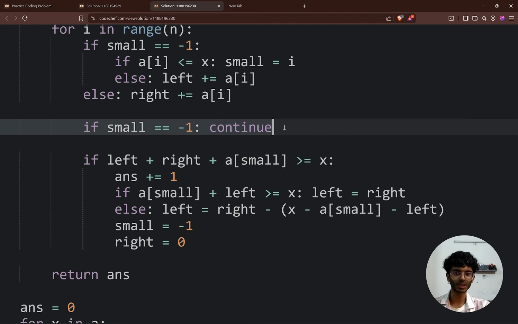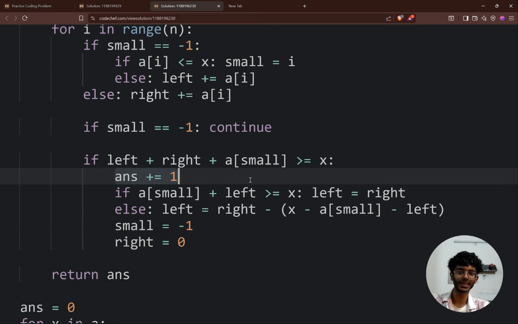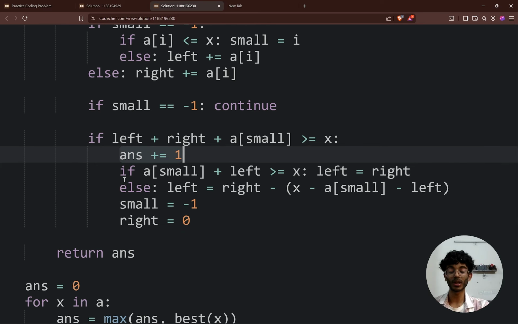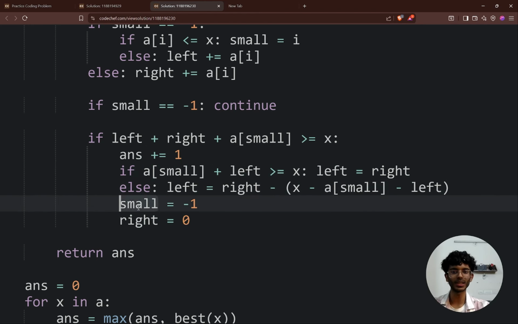Now, if our small is minus 1, then we'll just continue. Otherwise, we'll see whether we can fill up x units of juice inside the small candidate. If we can, then we'll increase our answer by 1 because we have got a glass which will stay till the end. And now we'll change the value of left and we'll reset right to 0. We'll reset our small index to minus 1 because we still need to find it.